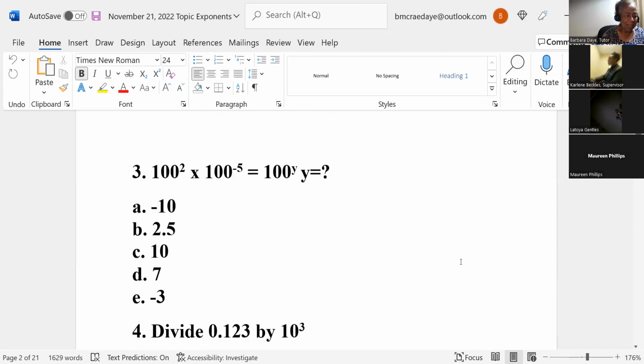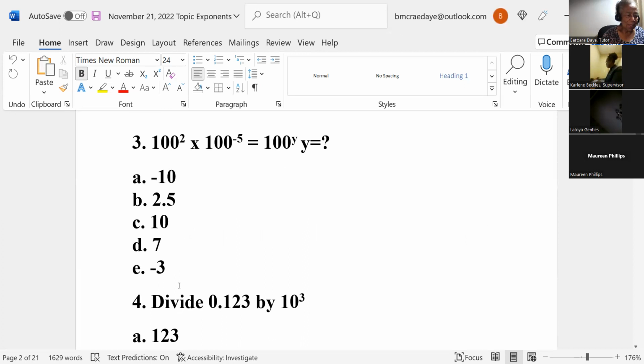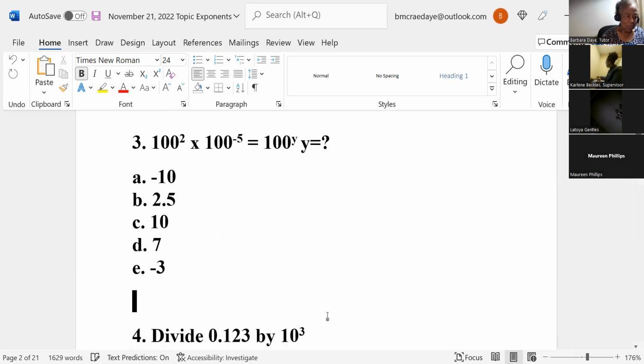I knew you knew these. Now here's the multiplication. And you said with multiplication you add, right? So what's 100 raised to the second power times 100 to the negative 5? What do you do to the exponents? You add. So what's 2 plus negative 5?